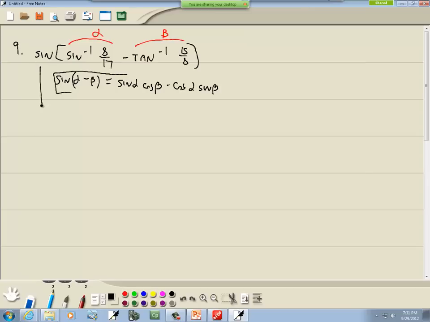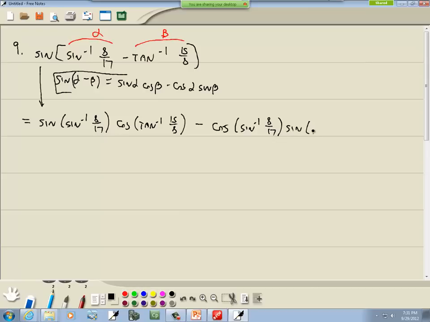So this right here I can rewrite as sine alpha, and we said alpha is the inverse sine of 8/17, then cosine beta, and beta is the inverse tangent of 15/8, minus cosine alpha, and alpha is the inverse sine of 8/17, and then sine beta, and beta was the inverse tangent of 15/8. There we go.